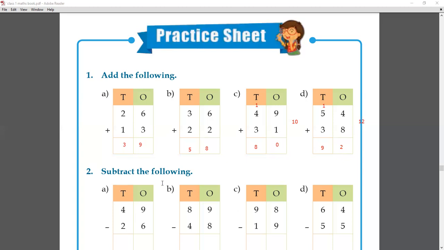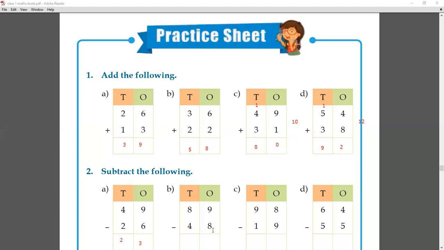Now look at this, subtract the following. Okay, again 9 minus 6. Take your 9 fingers, put down your 6 fingers. How many fingers are left? 3 now. That's why we write 3 here. Okay, 4 minus 2. Take your 4 fingers, put down your 2 fingers. How many fingers are left? 2. So we write 2 here.